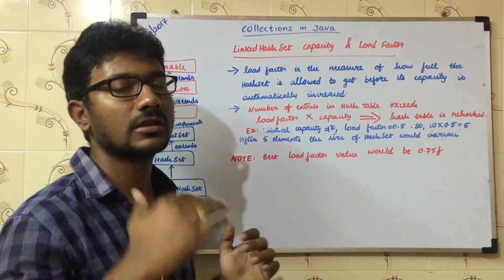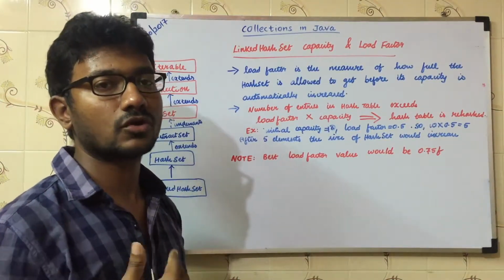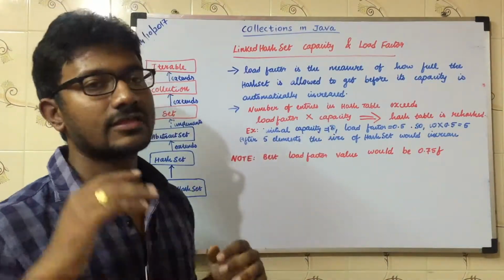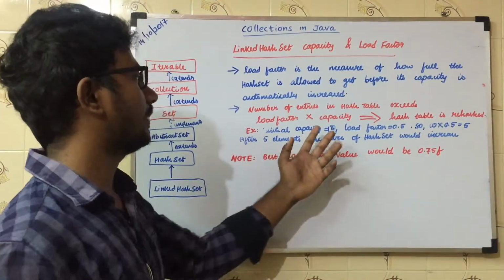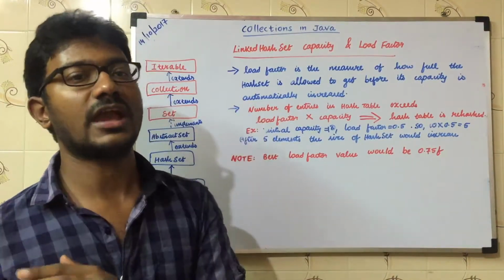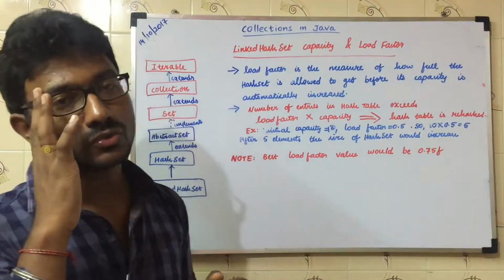Rehashing means the elements that are existing in the existing set object would be migrated to the new set object by using the rehashing mechanism. So the capacity would be increased from 10 to 20, then the elements would be rehashed. So the best load factor value would be 0.75 according to Java.